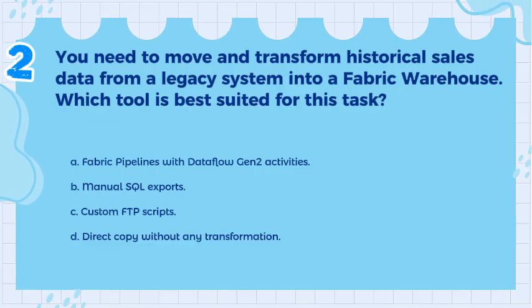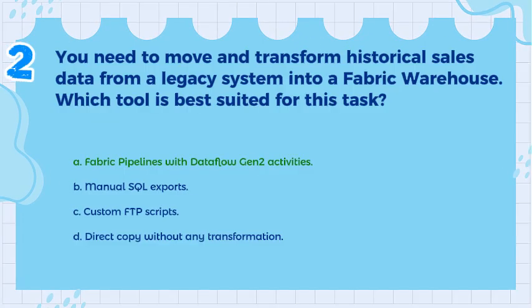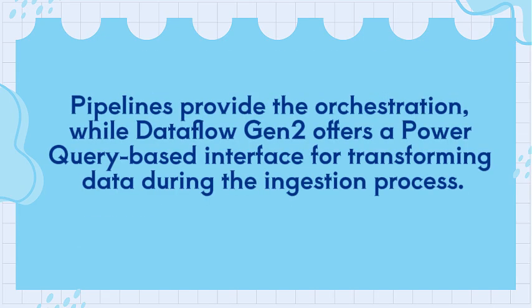The correct answer is A. Fabric pipelines with Dataflow Gen 2 activities. Pipelines provide the orchestration, while Dataflow Gen 2 offers a Power Query-based interface for transforming data during the ingestion process.